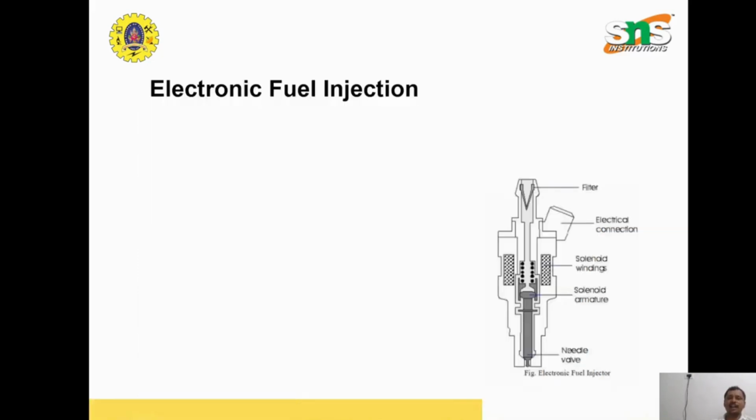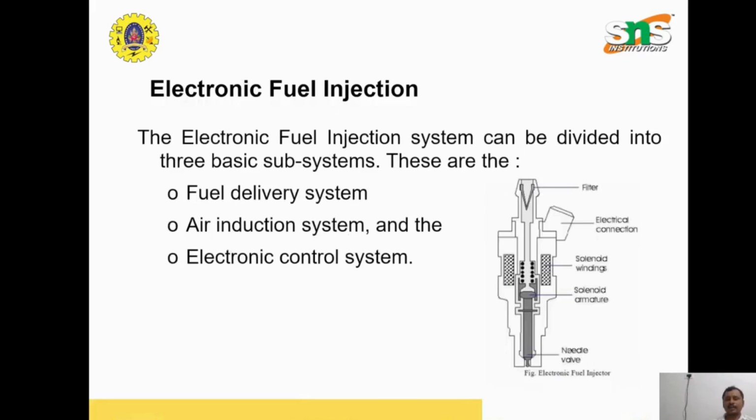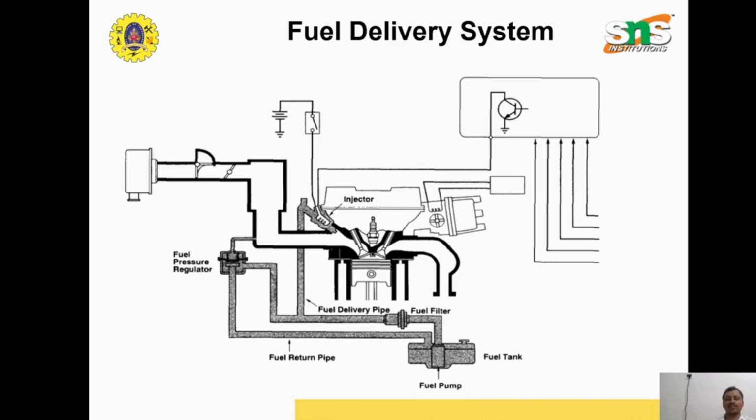If you look at the electronic fuel injector, the injector basically works with a solenoid winding. The solenoid winding is energized by means of the ECU power supply, so that the forward and return stroke happens, so suction and compression happens. The fuel is sprayed in atomized form. The basic system is divided into three modules: the fuel delivery system, the air induction system, and the electronic control system. These are the three modules of electronic fuel injection.